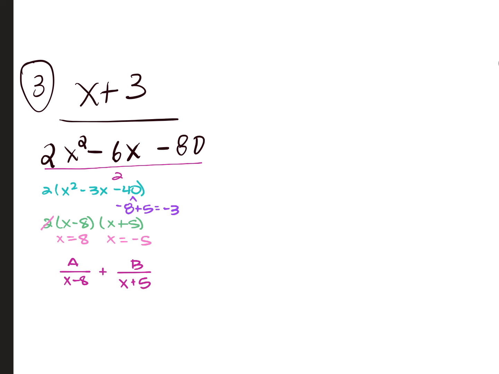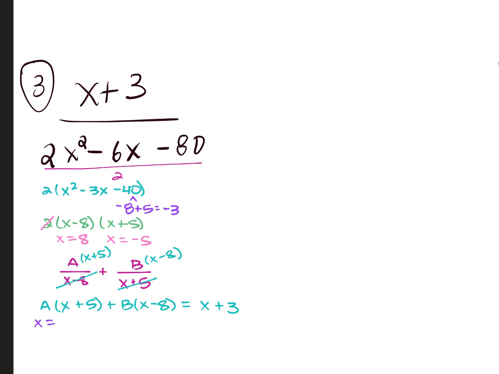Your first fraction doesn't have the x plus 5, so multiply a by x plus 5, cancel out your denominator. Second, doesn't have the x minus 8, so multiply the b by x minus 8, cancel out your denominator. This is going to give you a times x plus 5 plus b times x minus 8 is equal to the original numerator of x plus 3.